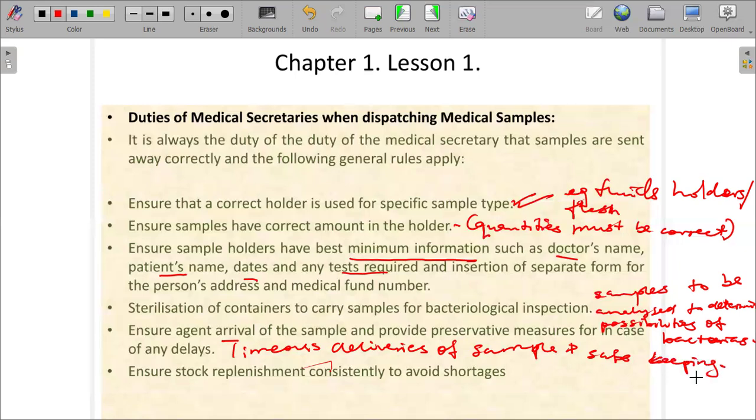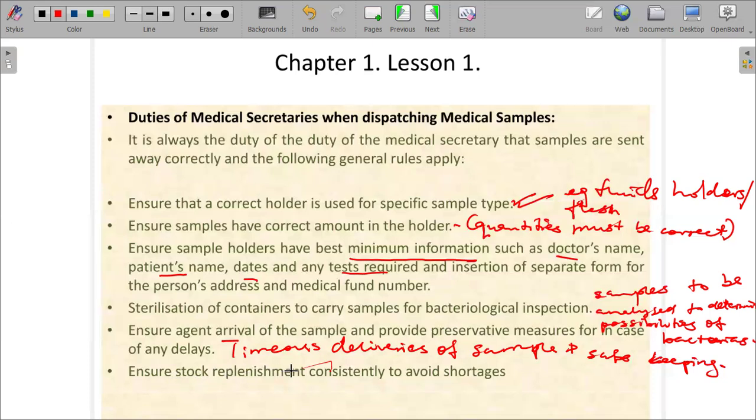is also very important. The medical secretary has to ensure that the samples are delivered according to the times that they are supposed to arrive at their centers of examination, or else he or she can provide some preservative measures that would ensure that if there are delays in the transport movement, the samples cannot turn bad. So he has to ensure that there are preservation facilities for samples in order for them to be fresh and usable for the purposes that they are intended for.